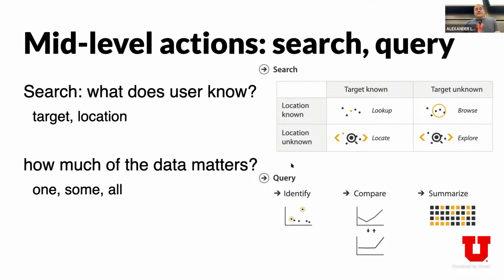If it's one item, you probably just want to identify it. If it's some items, you want to compare 2 items, for example, like these 2 line charts here. And if all of the data is important, then you want to summarize.